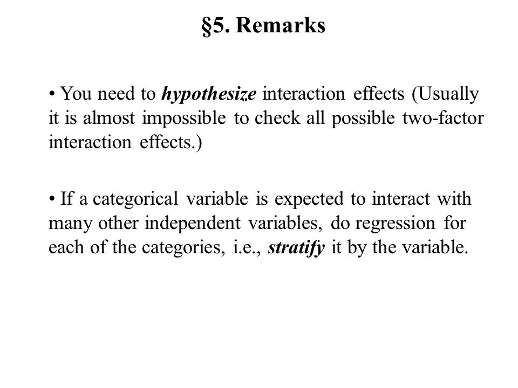Secondly, if a categorical variable is expected to interact with many other independent variables, do regression for each of the categories, that is, stratify the analysis by that variable. For example, if you select age, education, and race as independent variables, and think that each of them are likely to interact with gender, you should do a regression on age, education, race, etc. separately for males and females, that is, you should do 2 regression analyses, one for females and the other for males instead of one regression analysis including all gender-involved interaction terms in your regression model.